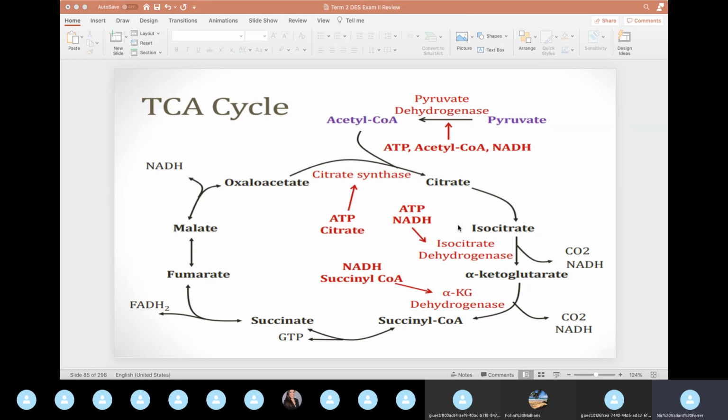As I've said again, if you have increased energy, a high energy molecule like ATP and NADH, you don't need the TCA cycle. So any high energy molecule like citrate and ATP inhibits your citrate synthase, your isocitrate dehydrogenase, your alpha-ketoglutarate dehydrogenase. What's the rate limiting step here? Isocitrate dehydrogenase.